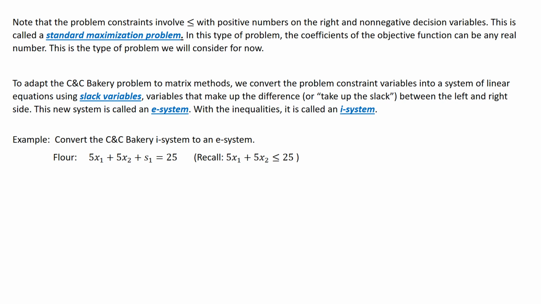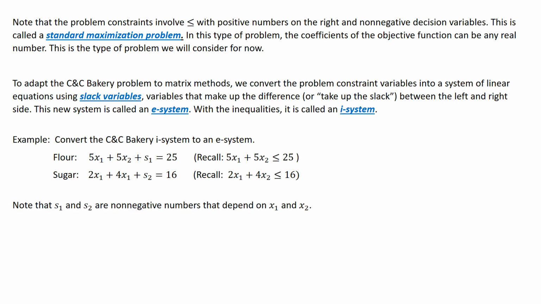We're going to do the same for the sugar constraint. So recall that the sugar constraint was 2x1 plus 4x2 less than or equal to 16. Well, in order to gain equality, since this was less than or equal to 16, we're going to have to add something to the left side to make it equal to the right. So we add S2 as our slack variable. Now, just like S1, S2 is always non-negative.